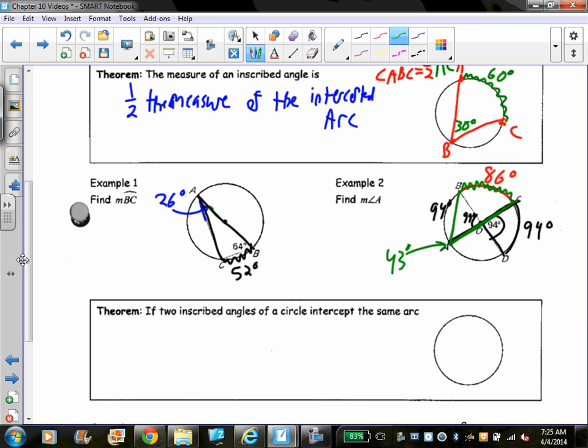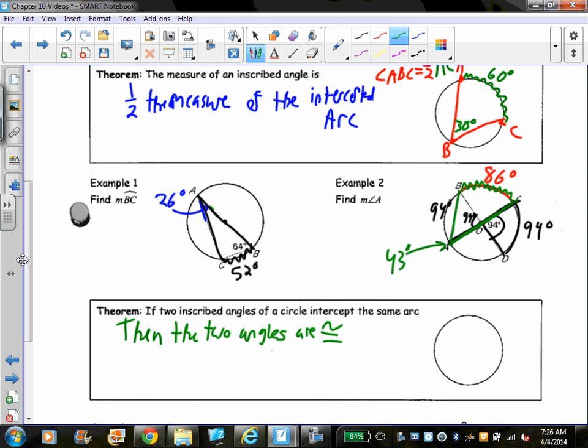So, next theorem then. If two inscribed angles of a circle intercept the same arc, then the two angles are congruent.